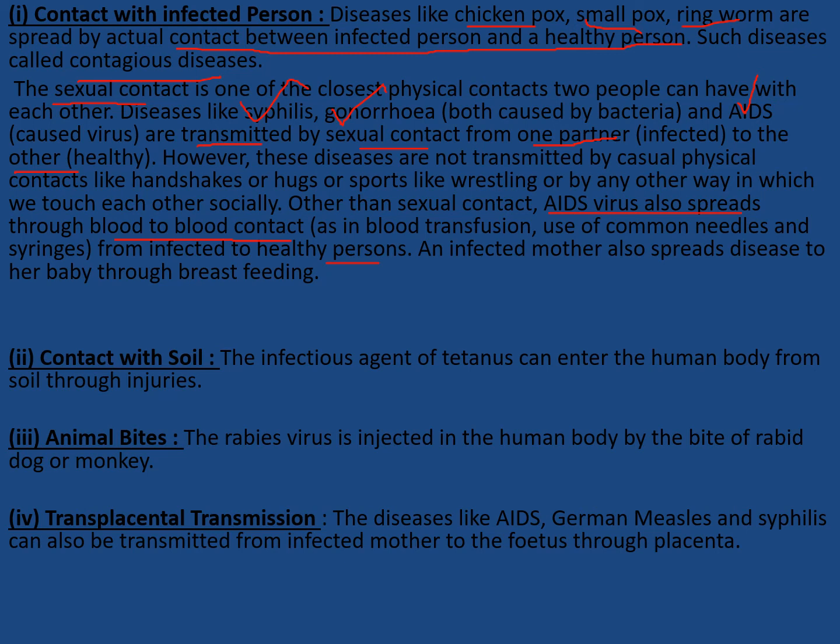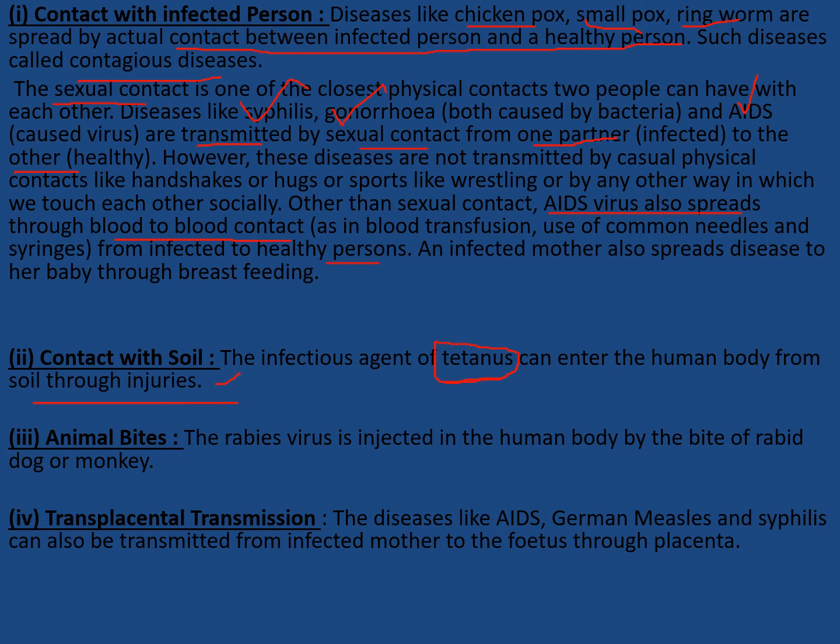Now next is the contact with soil. Here, one of the infectious diseases is tetanus. The agent of tetanus can enter the human body from soil through injuries. They are present in the soil, and tetanus can easily enter inside the human body from the soil through injuries.